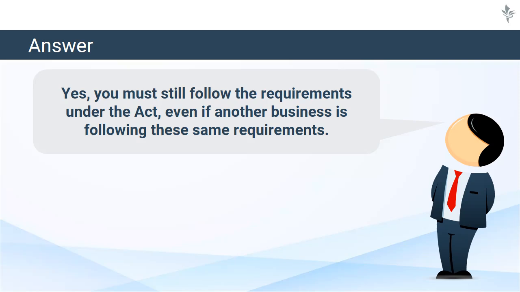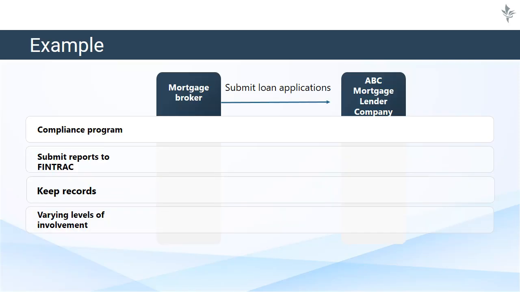For example, if you are a mortgage broker and your process is to submit loan applications to ABC Mortgage Lender Company, you still have to implement a compliance program, submit transaction reports to FINTRAC, and keep records, even if ABC Mortgage Lender Company has its own compliance program, keeps similar records and submits reports to FINTRAC.